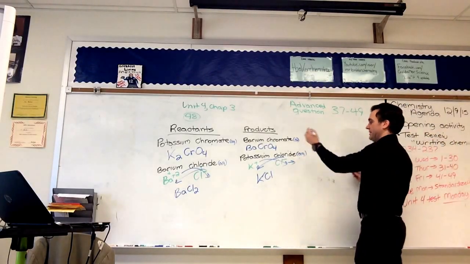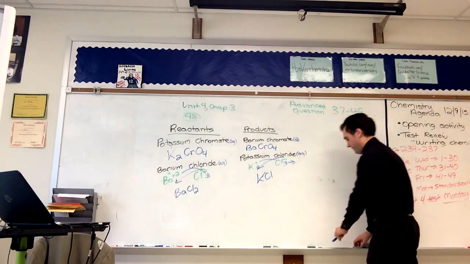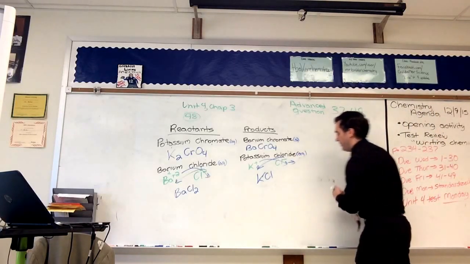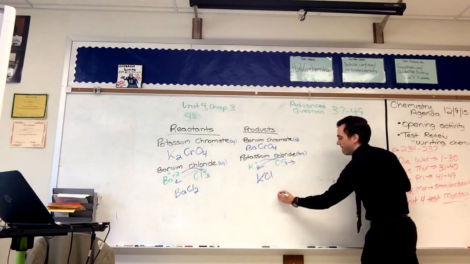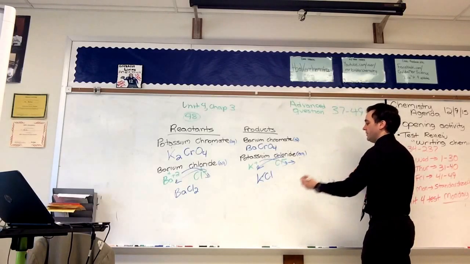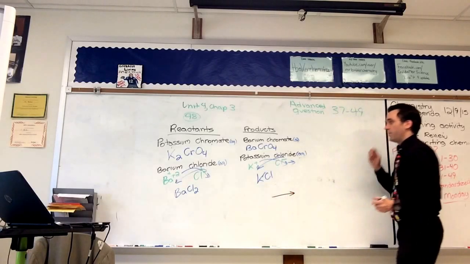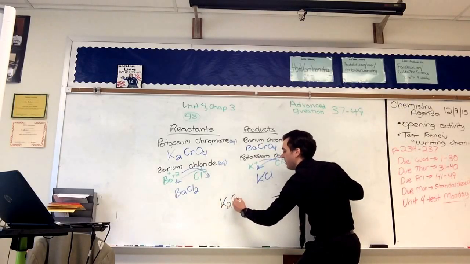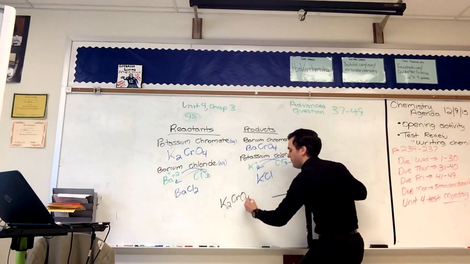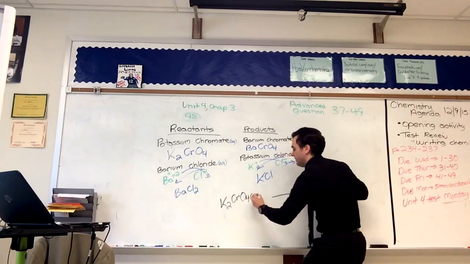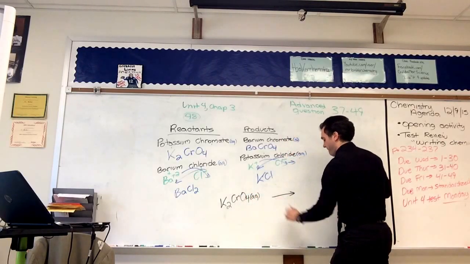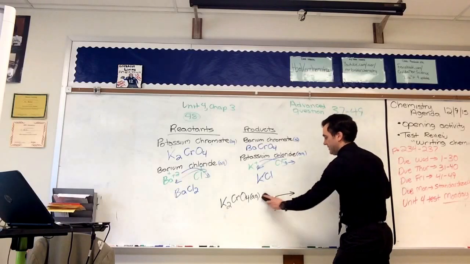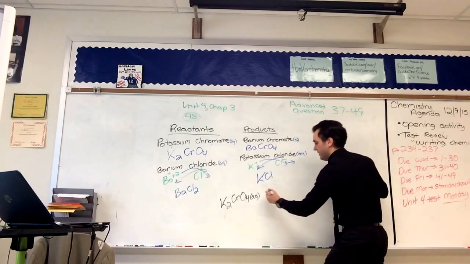All right, so now we gotta write a balanced equation. So we got the reactants and we got the products. We'll run out of room here. So we got, let's go. So the reactants, we got K2CrO4 aqueous plus BaCl2 aqueous.